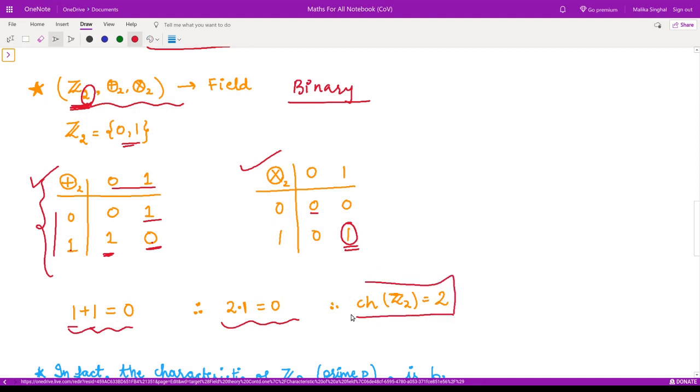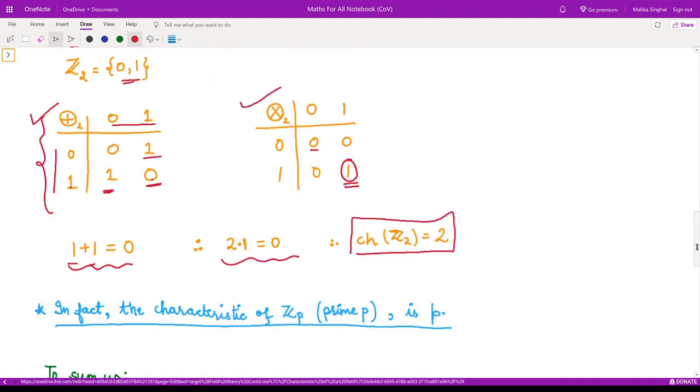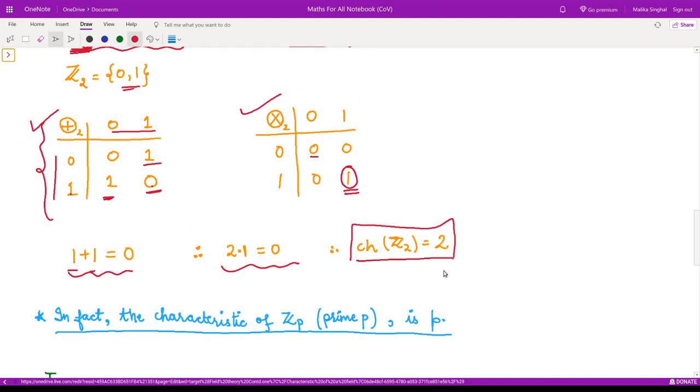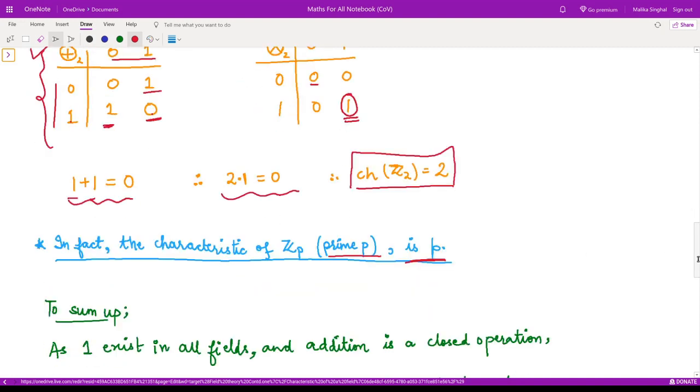So in this case we obtain the characteristic, right? This is the essence of finding characteristics. Moreover, and this is a very important result, the characteristic of any field Z_p, where p is prime, is that prime number, right? So this is a result. You should keep this in mind.